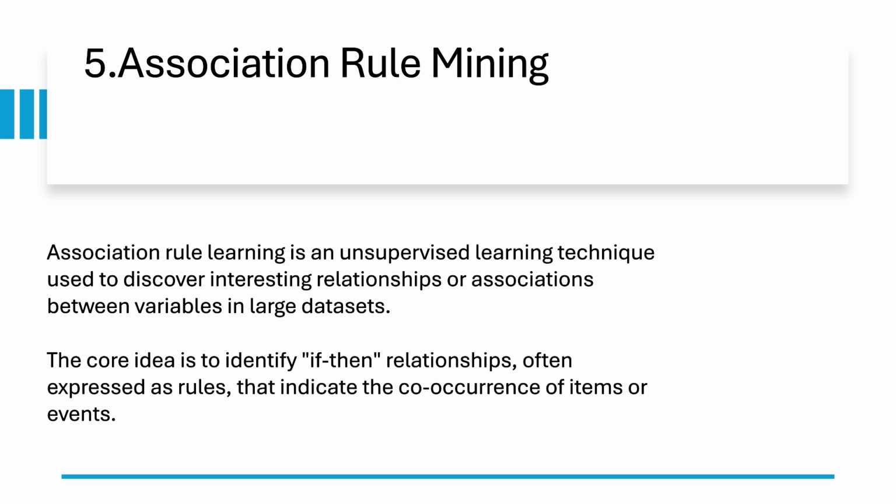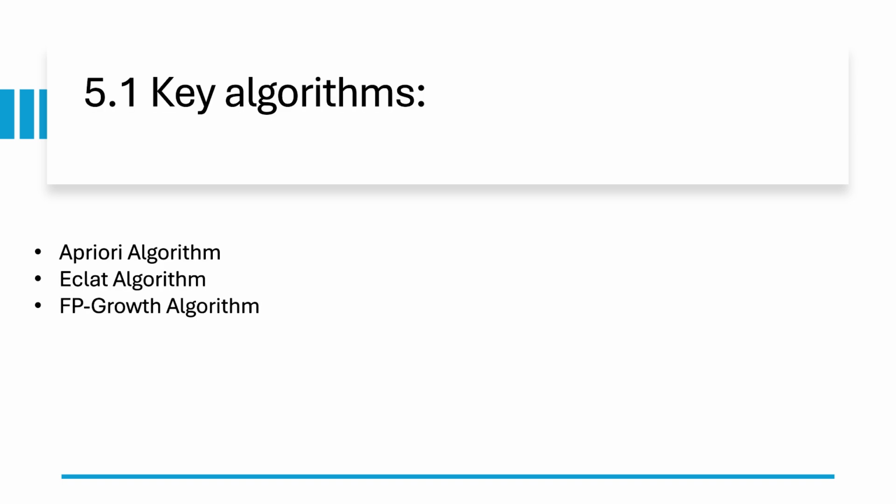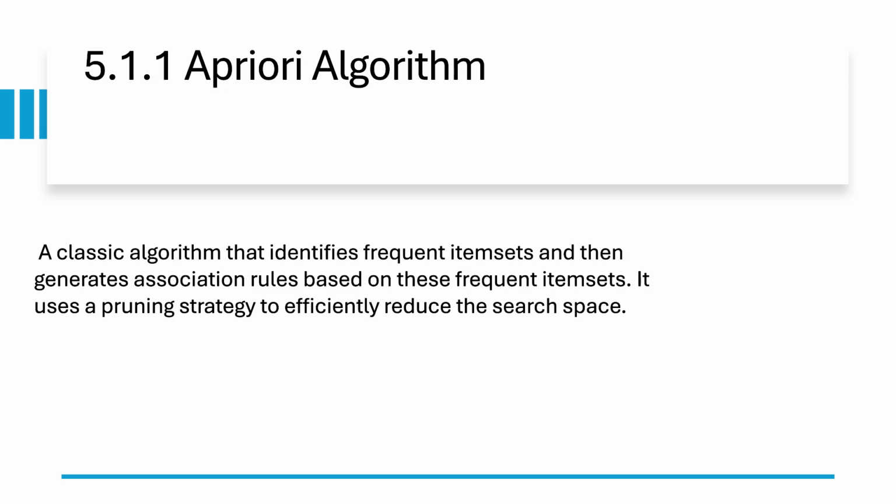Now we'll look at association rule mining. This is an unsupervised learning technique used to discover interesting relationships or associations between variables in large data sets. The core idea is to identify if-then relationships, often expressed as rules that indicate the co-occurrence of items or events. There are three key algorithms: the Apriori, ECLAT, and the FP-growth.